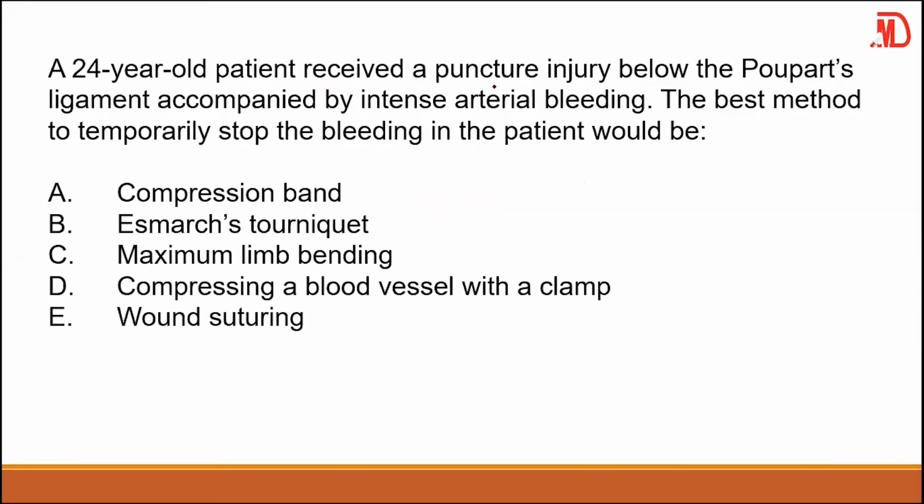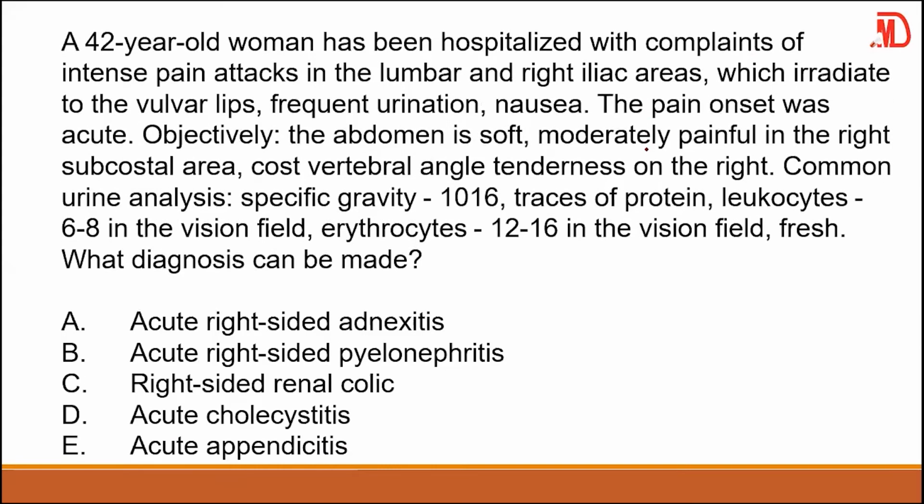A 24-year-old patient received a puncture injury below the palpate ligament accompanied by intense arterial bleeding. The best method to temporarily stop the bleeding in the patient would be, again, we discussed this in our previous question. You were talking about tourniquet. So this is another way of saying it. So over here, we are going to use what? A compression band. That's the definitive treatment for this. So the answer here is A. We've done them, so no confusion.